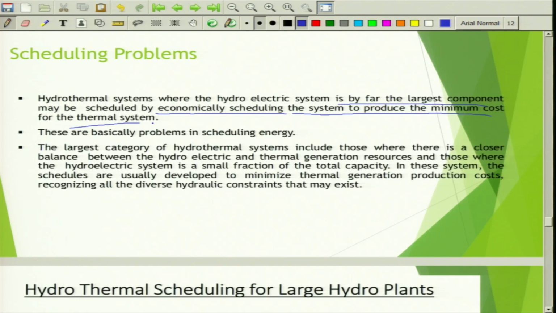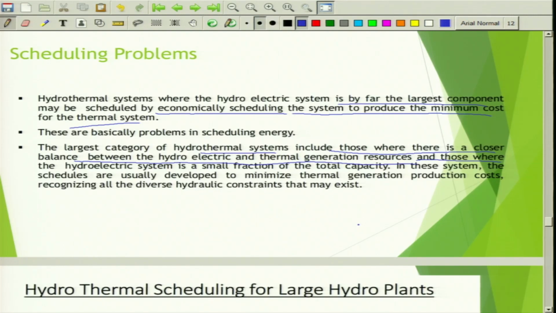Let us say there is a significant amount of hydro and there is a small amount of thermal. This is one of the cases, and the objective would be to reduce the cost of thermal power generation. So, the largest category of hydrothermal system includes those where there is a closer balance between the hydroelectric and thermal generation resources, and those where the hydroelectric system is a small fraction of the total capacity. In most of the cases it so happens that thermal is large and hydro is less.